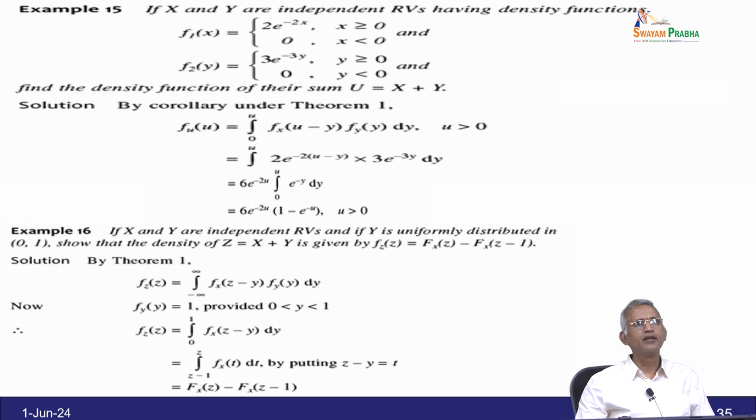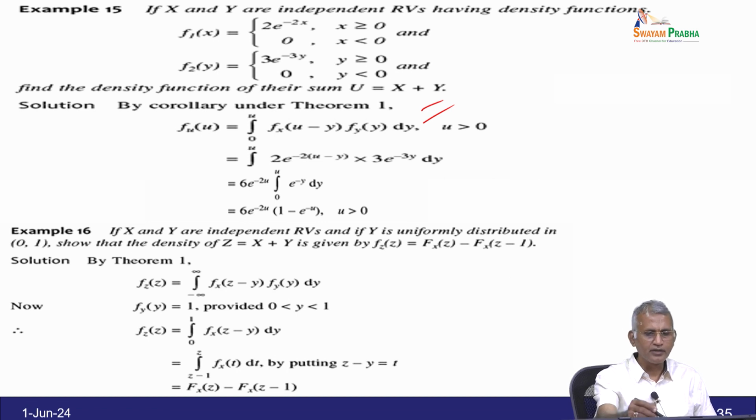And another example: if two independent variables X and Y having density functions f1(x) and f2(y) are given, find the density function of their sum U = X + Y. Now, according to the theorem, f_U(u) is the corresponding formula, integral from 0 to u of f_X(u - y) f_Y(y) dy, where u is positive.